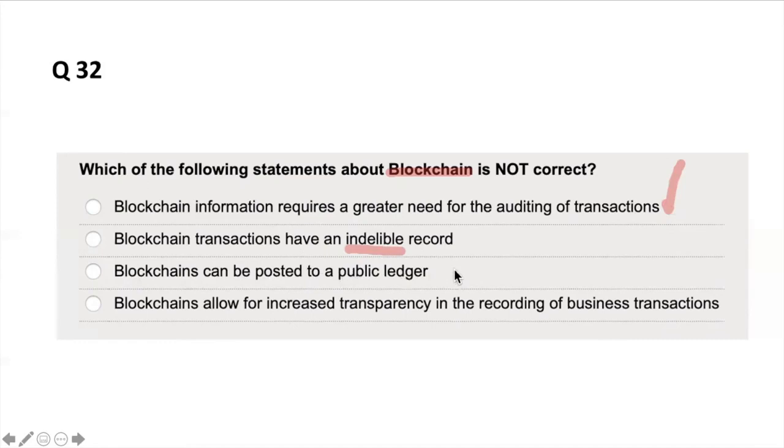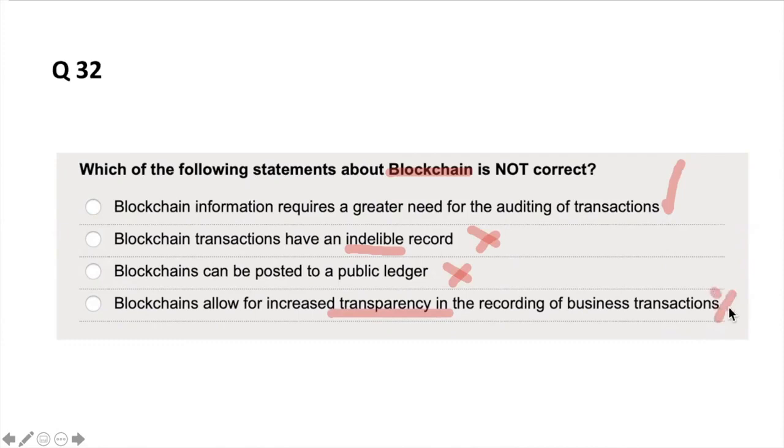Yes, that's also correct. So these are correct about blockchain, so they're not the answer, because remember, we're being asked which of the following statements about blockchain is not correct. So up to now, the first one is not correct, while the second and third ones, about being indelible, which means that it does stay there, are true. Yes, the blockchain does that, and blockchains can be posted to a public ledger. That is true, and we just said that in the definition. And finally, blockchains allow for increased transparency in the recording of business transactions. That is also true, and so therefore it's not the answer.